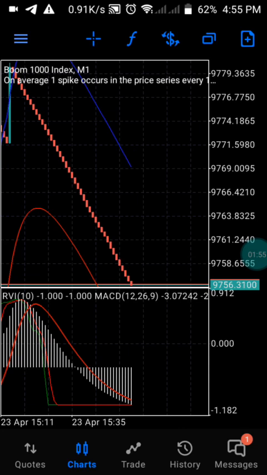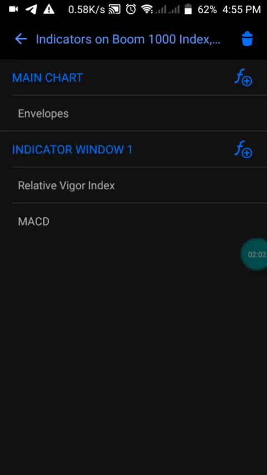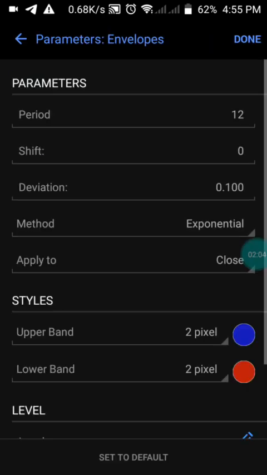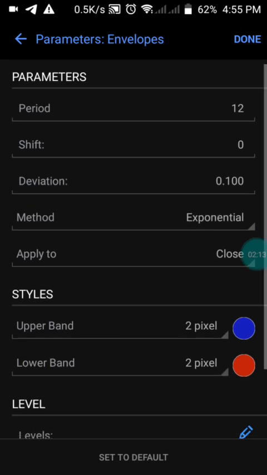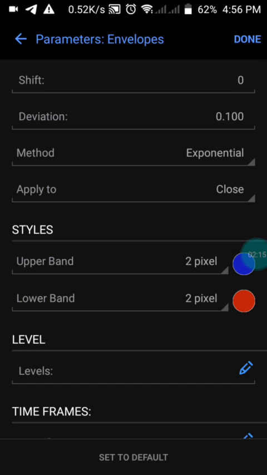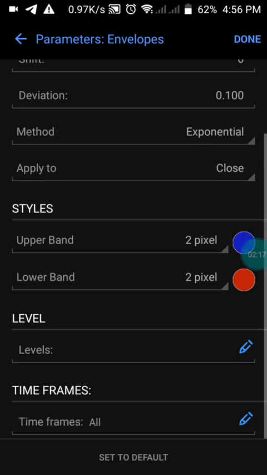So guys, let me show you the settings of this strategy so that you also can set it up. It was on Boom 1000 and Crash 1000. We have the envelope, which is the period of 12. We have the shift of 0. We have the deviation of 0.100. We have the method to be exponential. We have apply to close. We have our two colors as this. Then you press on done.